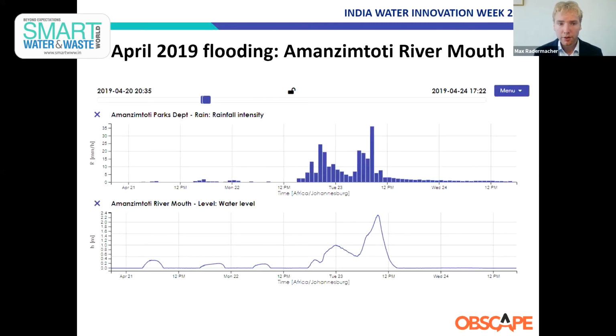The top graph, and these are data from our sensor network, shows the rainfall intensity, hourly rainfall from a nearby rain gauge. And the bottom graph shows the water level in Amanzimtoti River. And you can very clearly see the response of the water levels that rose sharply as the rainfall became more intense. Next slide, please.